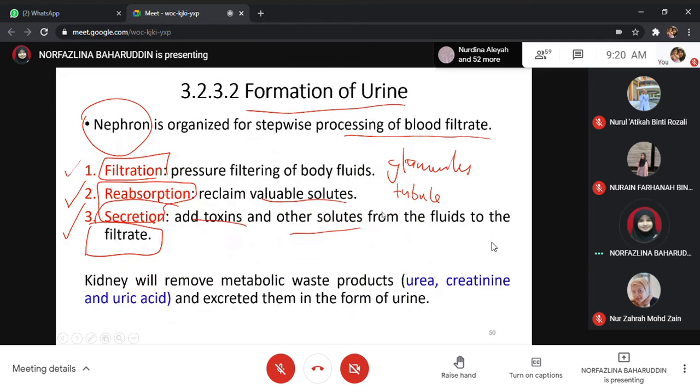Okay, so your kidney will remove metabolic waste, such as urea, creatinine, uric acid, and excrete them in the form of urine. That's why bau dia agak ni lah sebab bau urea dekat situ.